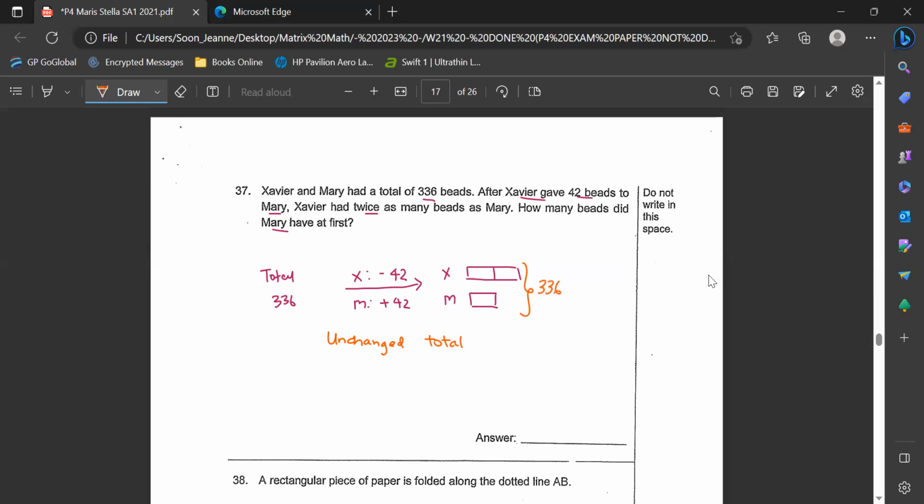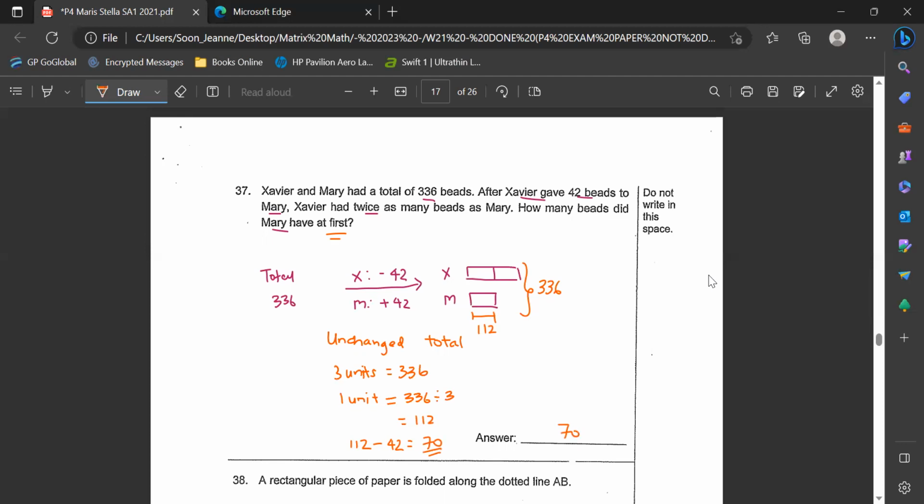So we can see here 3 units is a value of 336. For 1 unit, you take 336 divided by 3, which is 112. So actually Mary has 112 beads after. Okay, so I want to find Mary at first, so you need to work backwards. You just have to find out before Mary received 42 beads. So 112 minus 42, your answer is 70 beads.